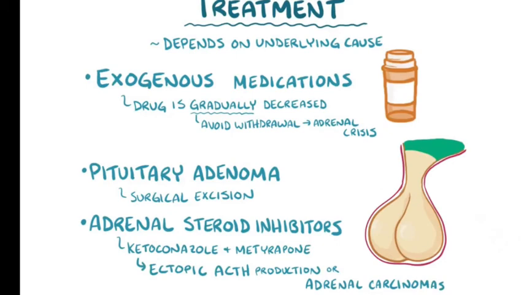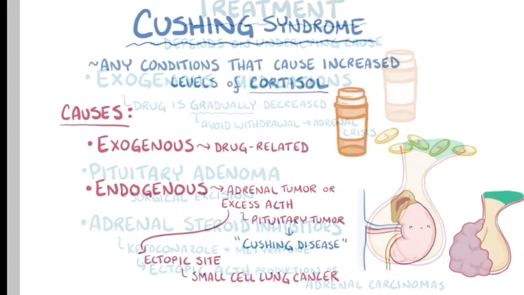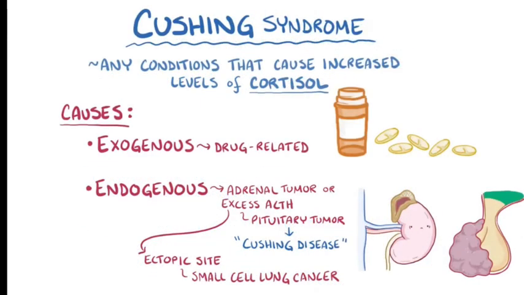So, in a nutshell, Cushing disease is actually caused by an increased level of cortisol, and it can be caused by exogenous, which is drug related, or endogenous, which is caused by adrenal tumor or excess ACTH. For excess ACTH, it could be Cushing disease if there is pituitary adenoma or pituitary tumor, or it can come from an ectopic site like a small cell lung cancer.